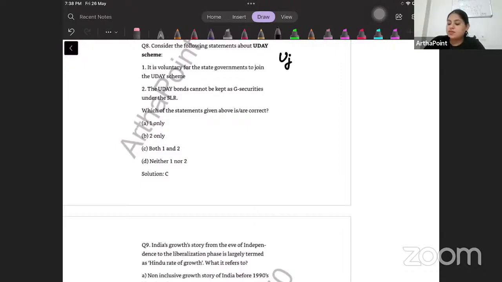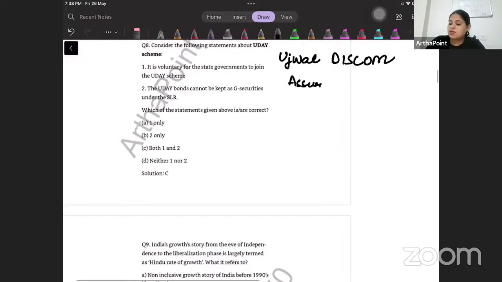Uday scheme is basically उज्जवल डिस्कॉम एश्योरेंस योजना, ये 2015 में it was launched by Ministry of Power and New and Renewable Energy, and its aim was to go ahead and to financially turn around the discoms.